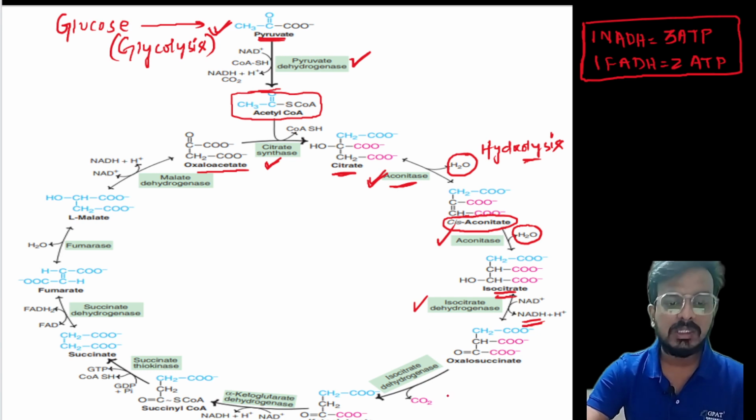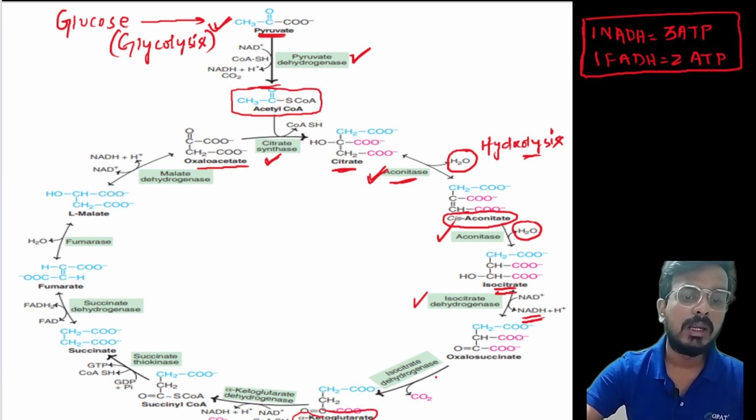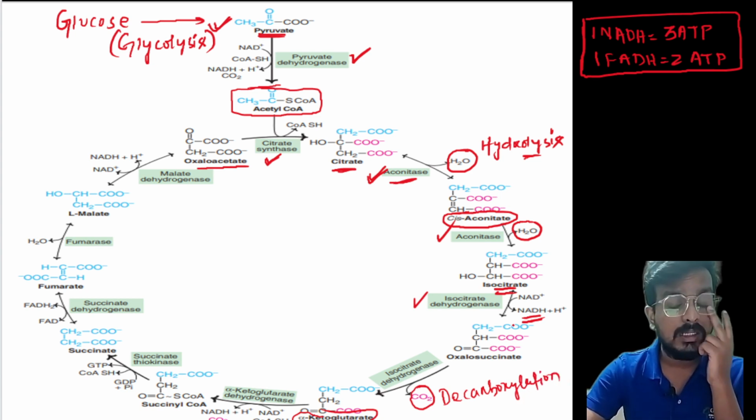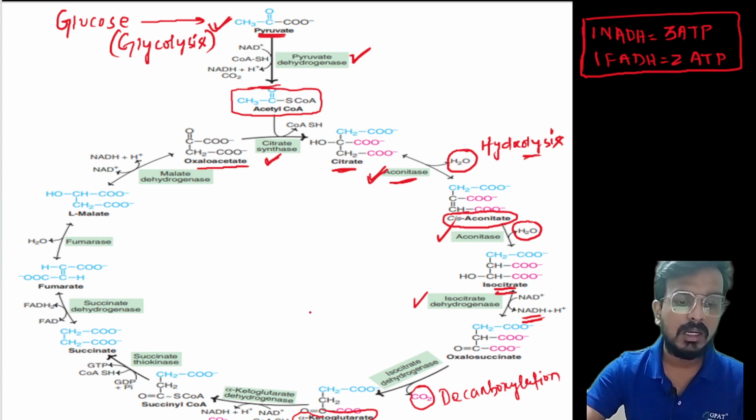Now, this oxalosuccinate will be converted to alpha ketoglutarate. Here you see there is a release of carbon dioxide. This process is called decarboxylation. Okay, so here carbon dioxide is released in the presence of isocitrate dehydrogenase.